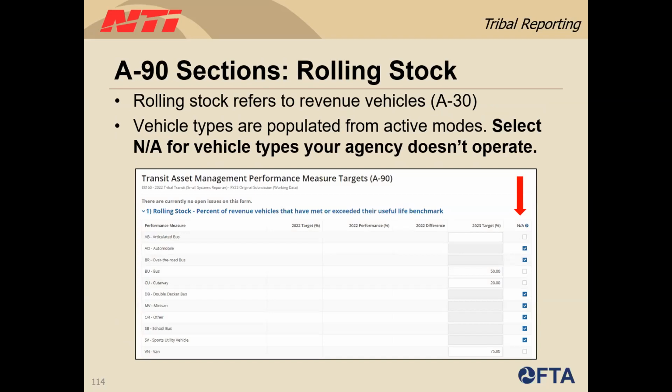The first section of the A90 form is rolling stock, which refers to the revenue vehicles that you reported on the A30 form. You should report performance targets for active revenue vehicles, again, for which you have capital responsibility. And you should also select NA or not applicable for any vehicle types that do not apply to your service.